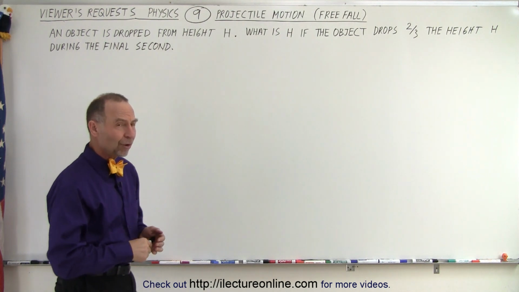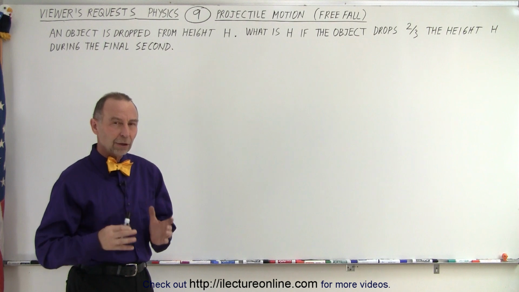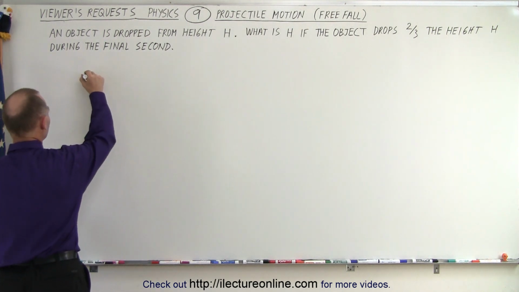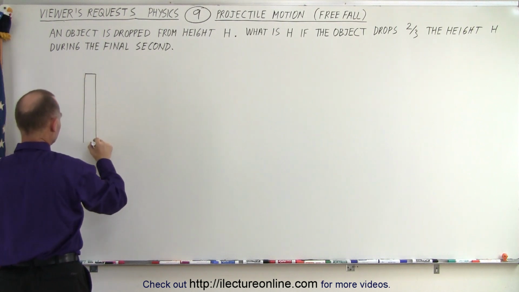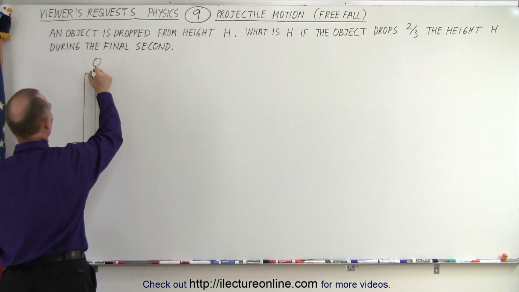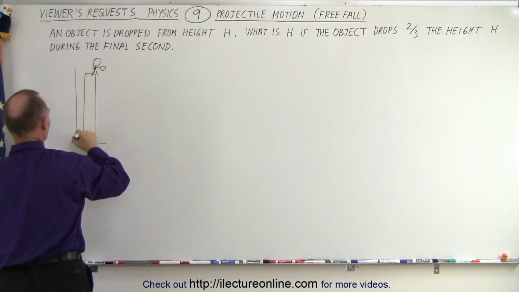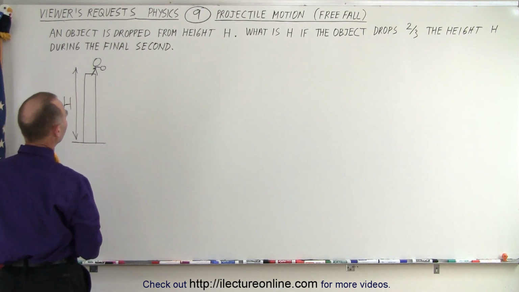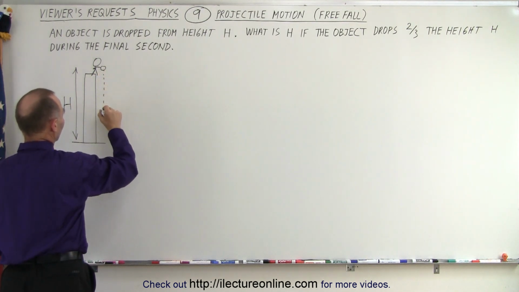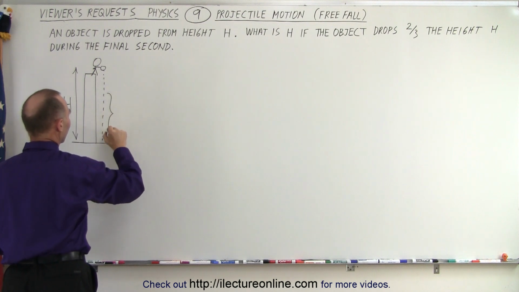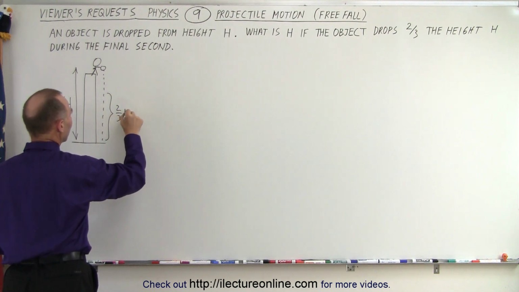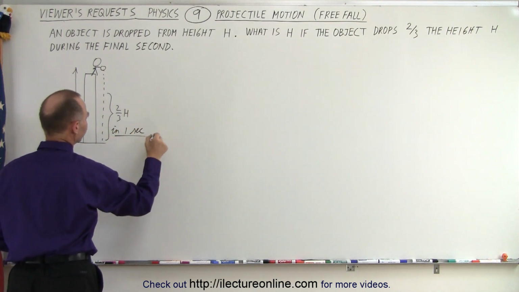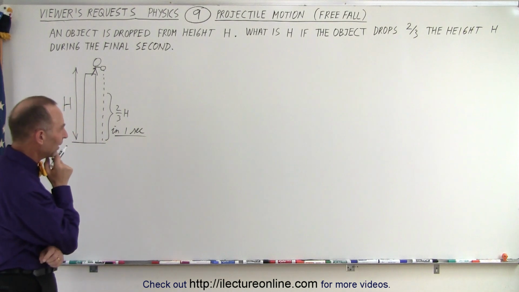Okay. Let's try the graphical method to see what that looks like, but first let's draw a picture of what's happening here. So let's draw a building. A person drops an object. Let's say that the height from where the object is dropped is equal to h. And the object drops, and it covers the last 2/3 of the path h in 1 second.